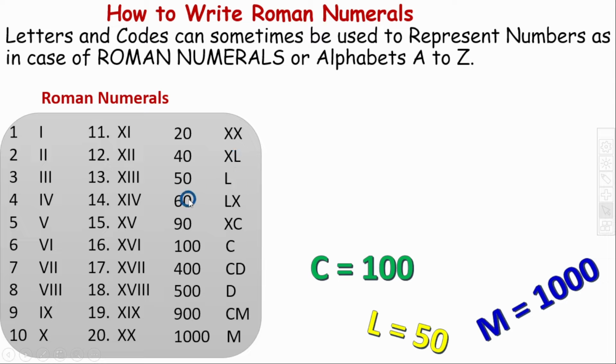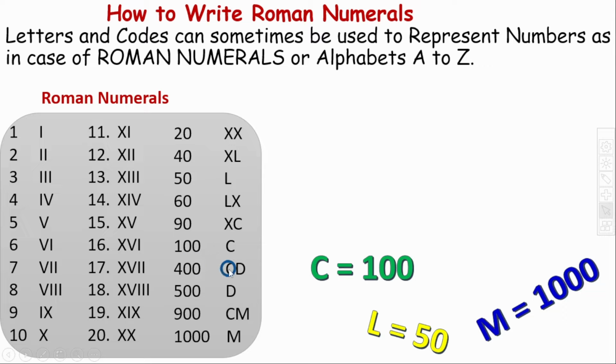So if we were to calculate 60, 60 is 50 plus 10. That is LX. 90 was derived from 100. 100 is represented by C. So in order to get 90, we need to subtract 10. To do that subtraction, we put 10 before the letter C. We are subtracting 10 from what? From 100. That is XC. That's how 90 was derived.